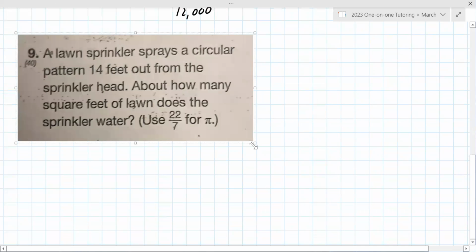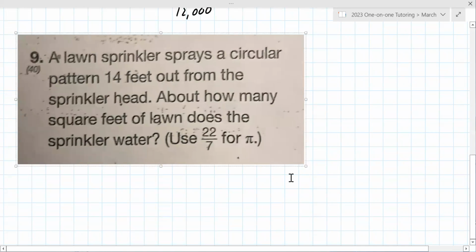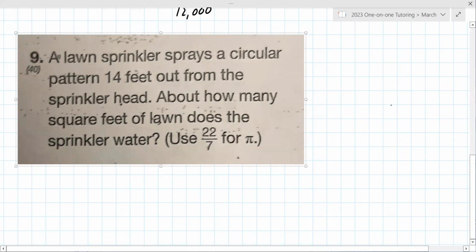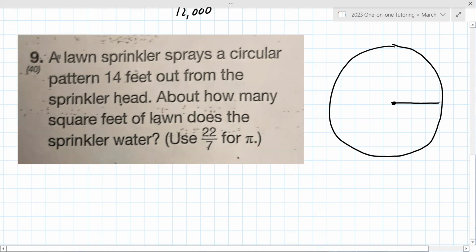All right, a lawn sprinkler sprays a circular pattern 14 feet out from a sprinkler head. About how many square feet of lawn does the sprinkler water? So the idea here is there's a sprinkler head and it goes out 14 feet in all directions. That is a circle with a radius of 14. What is the area of a circle formula? Pi times radius squared. That's right. Now it's saying to use 22 over 7 for pi, and we know that the radius is 14 squared.